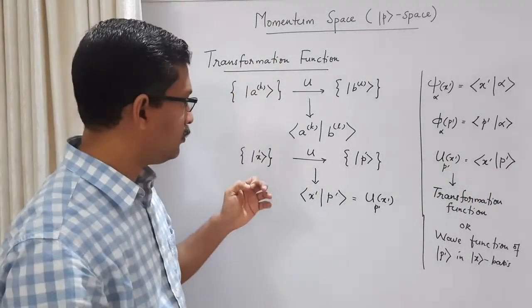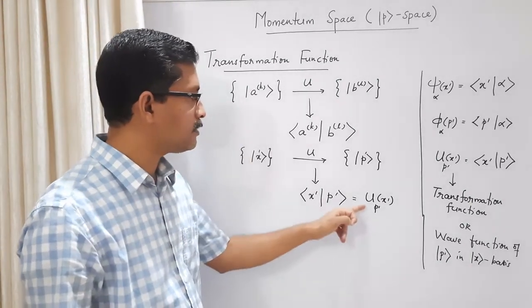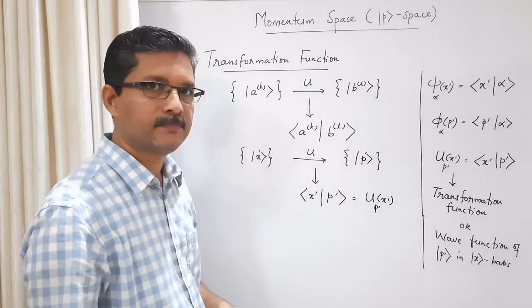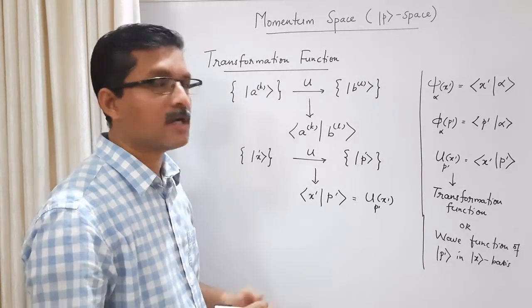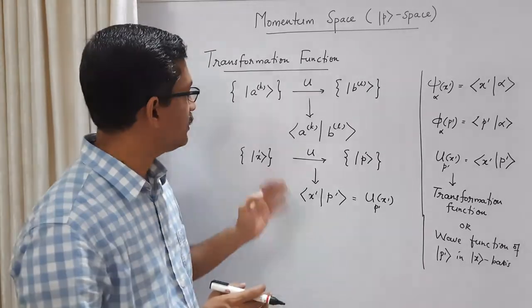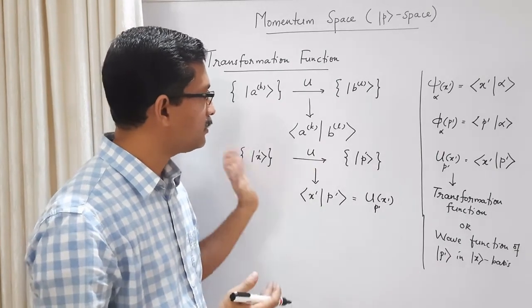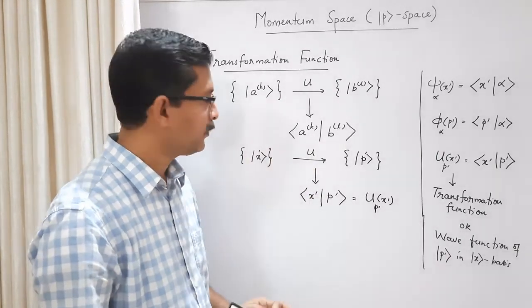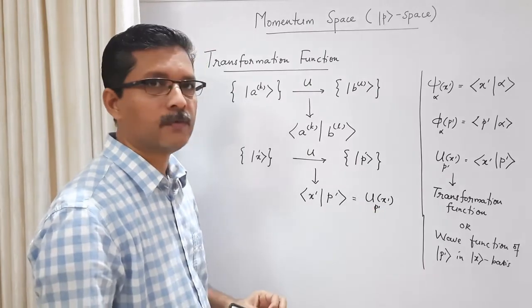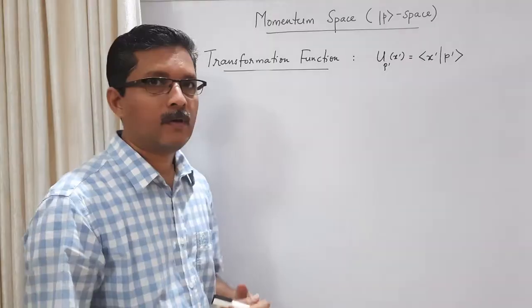Now we want to obtain an expression for this transformation function. Let's call it the transformation function, to keep in mind that it produces the transformation. It is the matrix element of the unitary operator that produces this change of basis. So let's try to get an expression for this transformation function.